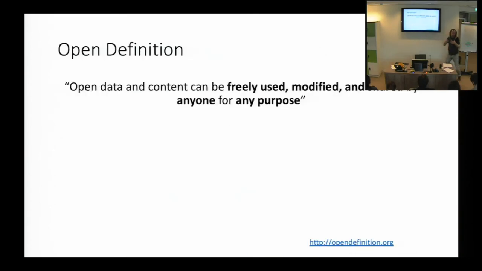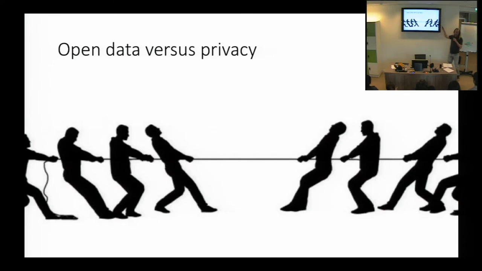And that's where openness comes in, because I think openness is really one of these ways that we can improve science. So open data and open content can be freely used, modified, and shared by anyone for any purpose. But this is also where, in the type of research that we're in, I have a little bit of a tug of war between open data and privacy.